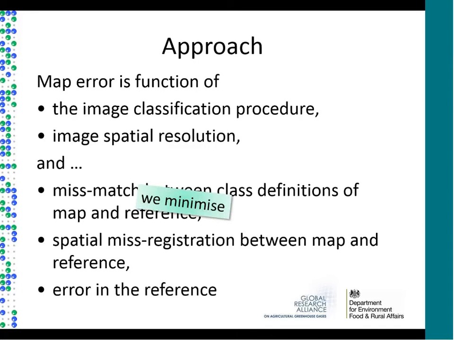Now we can minimize the mismatch between class definitions by carefully looking at the nomenclatures and trying to match the classes between reference and map.